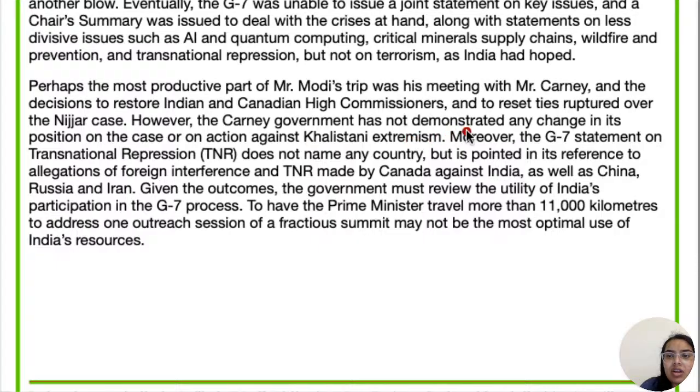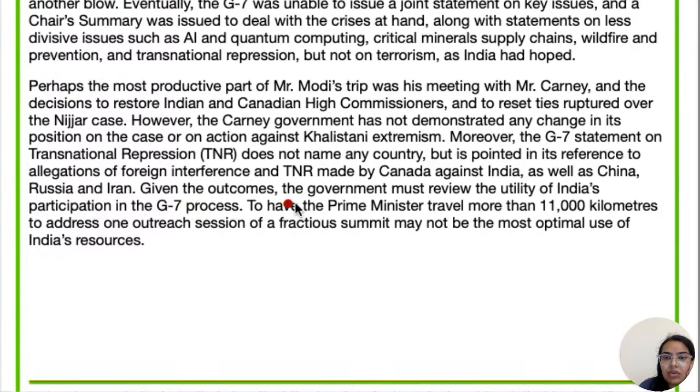However, the Carney government has not demonstrated any change in its position on the case. We don't have a clear-cut change that we could see उनकी government की तरफ से, and action against Khalistan extremism. Another topic जिस पे कोई action नहीं. Moreover, the G7 statement on TNR does not name any country, but is pointed in its reference to allegations of foreign interference and TNR made by Canada against India as well as China, Russia and Iran. TNR को लेकर भी इनका कोई clarity नहीं है. Short में समझना होता है. Details are required whenever we want to answer something.